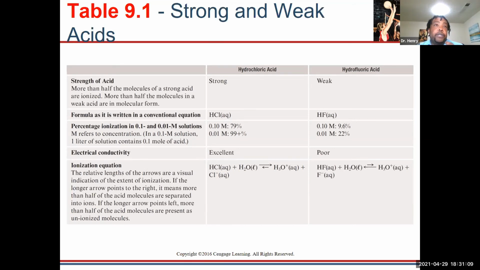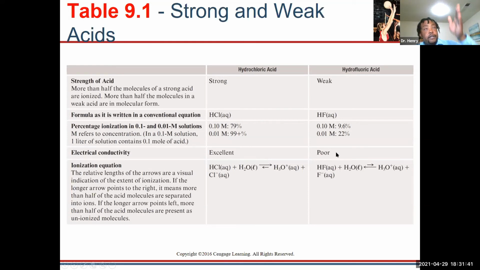And that's because of the electronegativity of fluorine. Fluorine has a very strong electronegativity. It doesn't want to let go, okay? So because of that, you have very little ionization in solution. You have 9%, and when you have a very weak or diluted solution, it's 22%, which is still really low compared to how much is non-ionized, okay? So hydrochloric acid conducts electricity very well, whereas hydrofluoric acid doesn't.